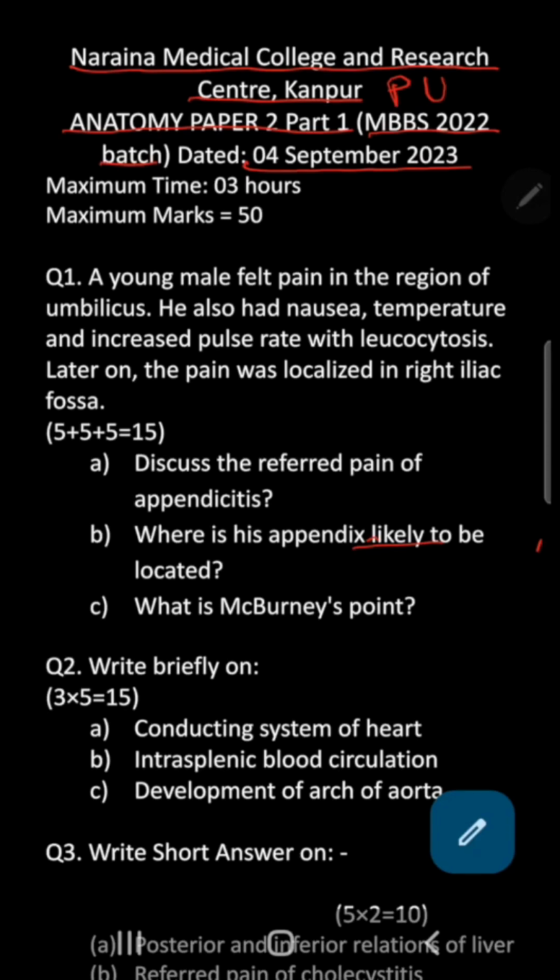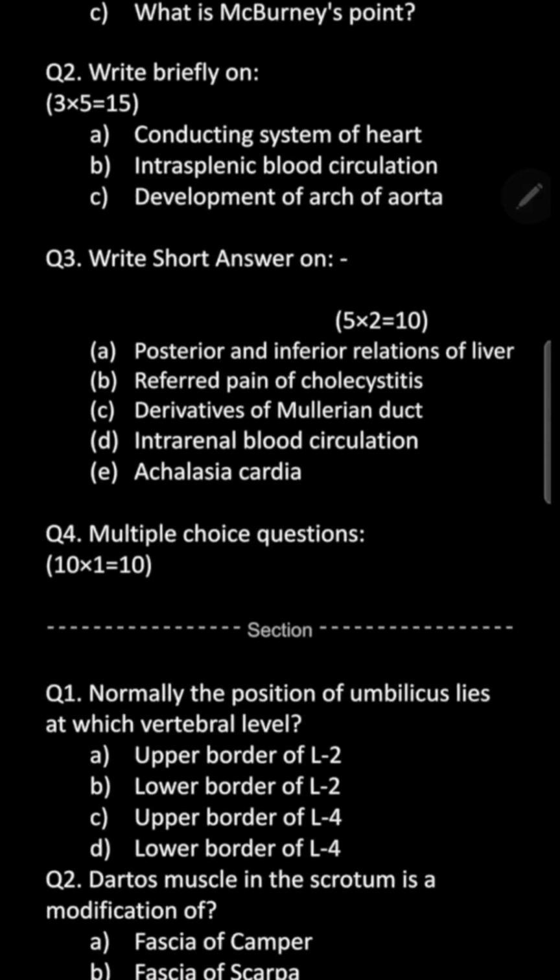So it doesn't mean that in a long question you have to write everything in detail, filling 5-6 pages. You can easily sum up this answer in one page only. You have to be precise about whatever has been asked. So I believe if you know the answer to this question, you can write all the answers within 5 to 6 minutes. Next, question number 2 is again write briefly on 3 questions of 5 marks each, which makes it 15 marks.